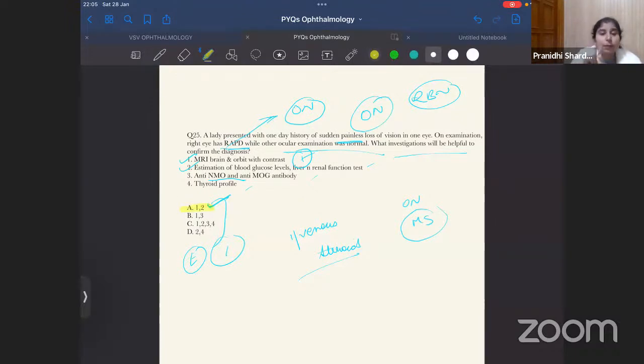Yes, you are right, because if the answer option was only 1, then you have to tick the option given as only 1, because for the diagnosis we want only MRI, but since we have to treat the patient also, we want his blood glucose level. So out of these options, the most appropriate is 1 and 2. There is no need of going for 3 or thyroid profile, so the answer should not be C but A. I hope it is clear.